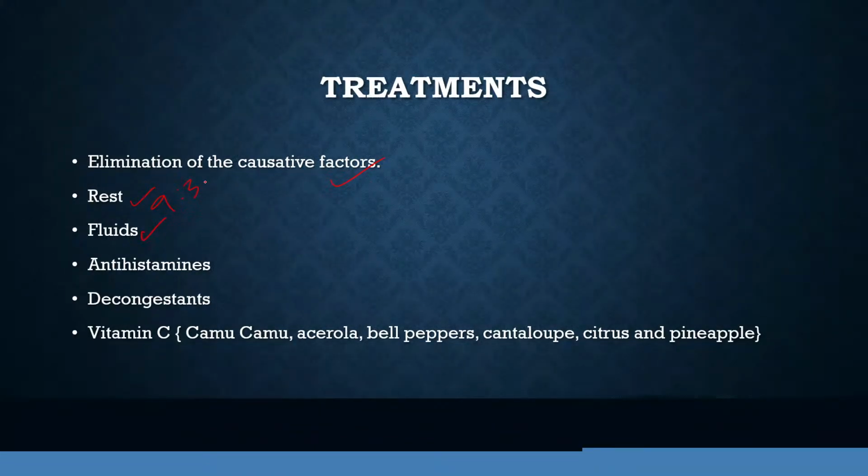Horseradish. Yes, horseradish. It's very good for colds, horseradish. And you'll find it in markets, your vegetable markets.